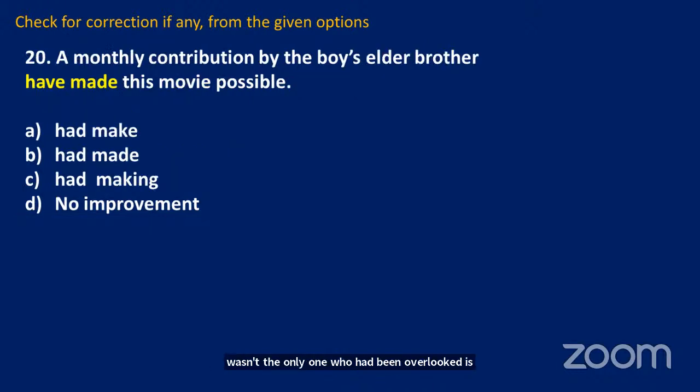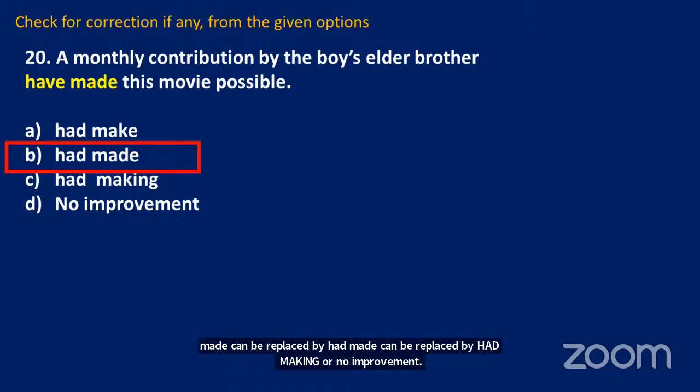See the next question. A monthly contribution by the boy's elder brother have made this movie possible. Have made can be replaced by had made, had making, or no improvement. It should be changed to had made.